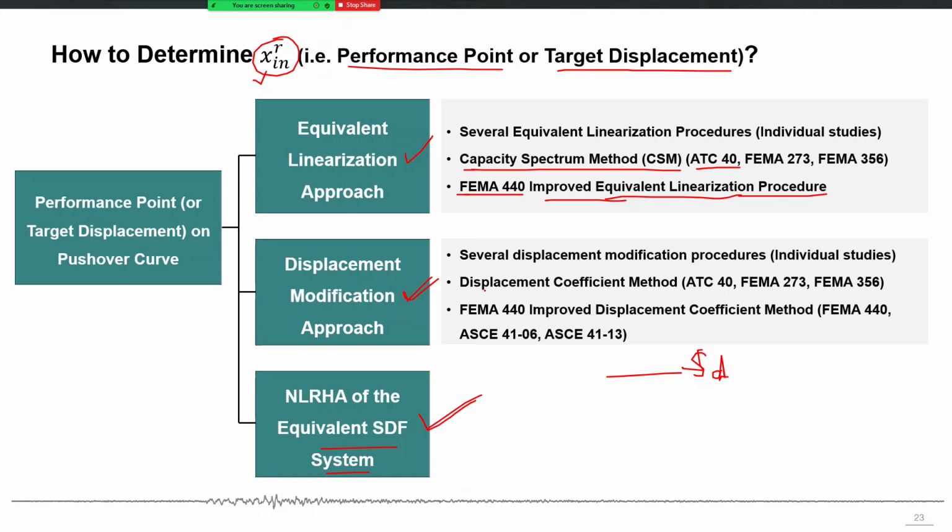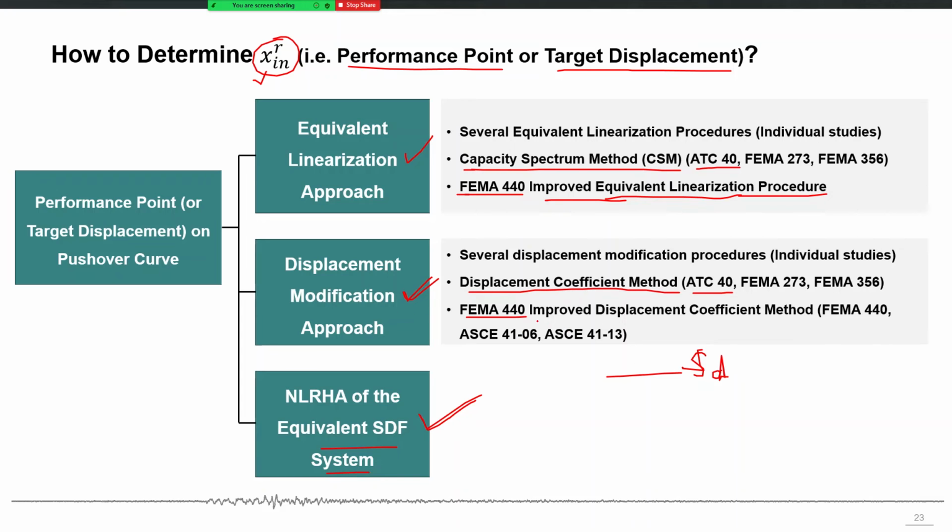The second approach has the most common method called the displacement coefficient method, DCM. It was also originally presented in ATC 40 and FEMA 440 improved it further. So we will be having this second method also. I'll just directly show you in E-tabs. Once you can perform pushover analysis and plot the pushover curve, on that pushover curve you can apply any of these two methods directly using E-tabs.